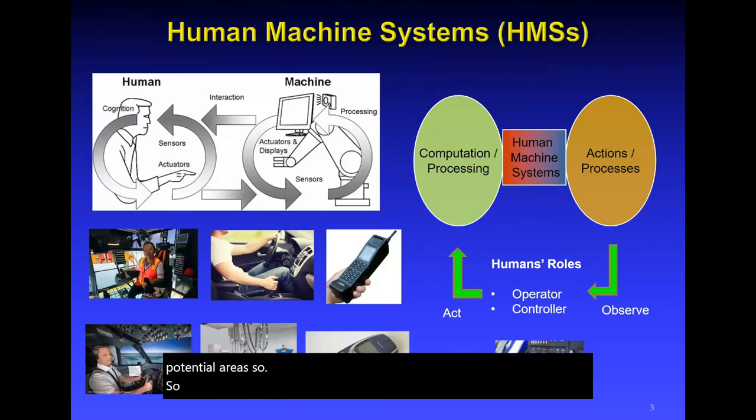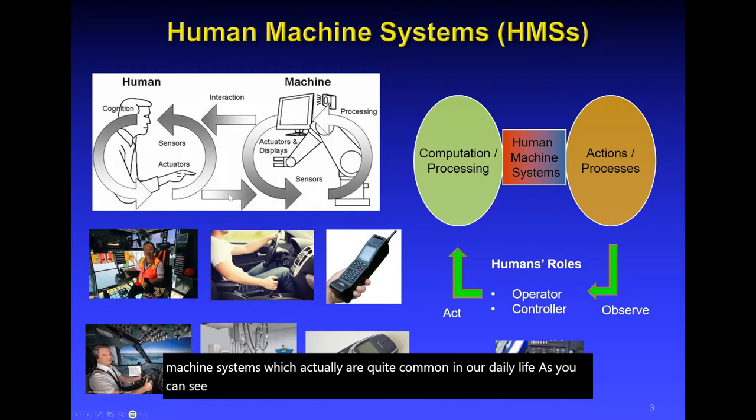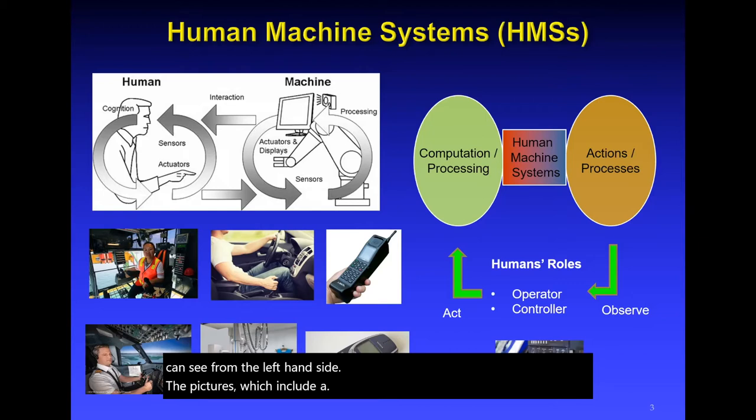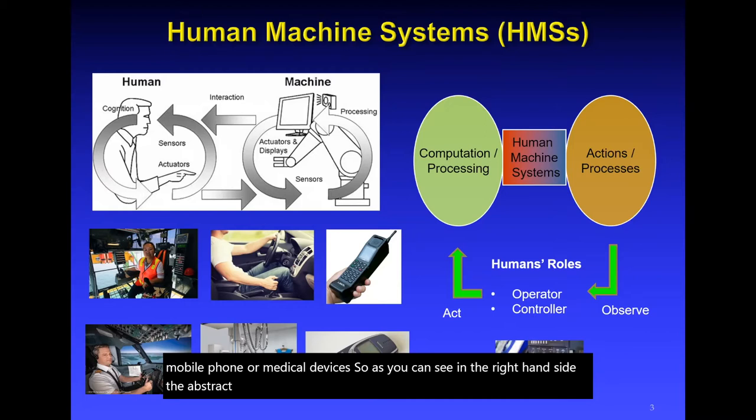So first, let's take a look at the traditional human machine system, which is normally referred to as closely integrated human and machine systems, which are quite common in our daily life. As you can see from the left-hand side, these pictures include human operators operating a crane, a car, flying a plane, or simply using a mobile phone or medical devices. On the right-hand side, the abstract conceptual diagram depicts these traditional human machine systems.